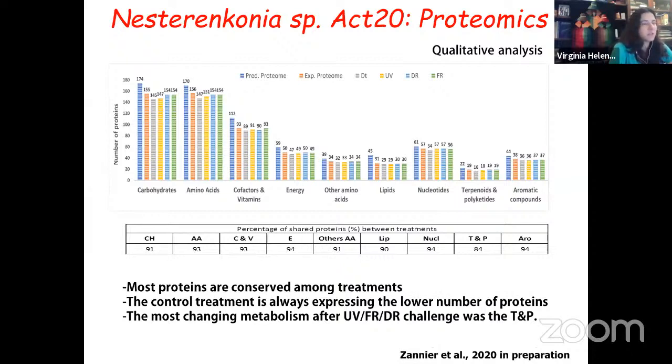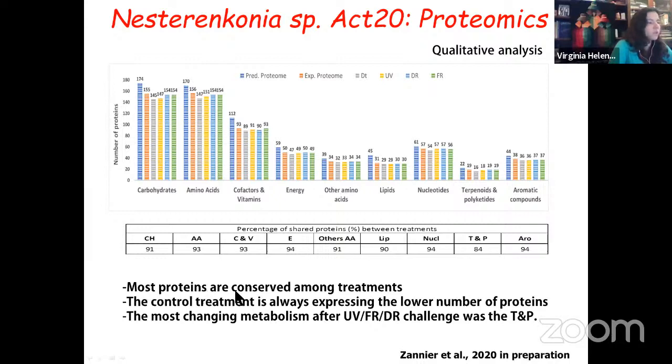The second part of this qualitative analysis was to determine which proteins are in which system. So we know that there are proteins that are associated with the metabolomes of carbohydrates. So we show it here, the ones that are related with amino acids metabolism, cofactors and vitamins, energy metabolism, other amino acids, lipids, nucleotides, terpenoids and polyketides, and aromatic compounds.